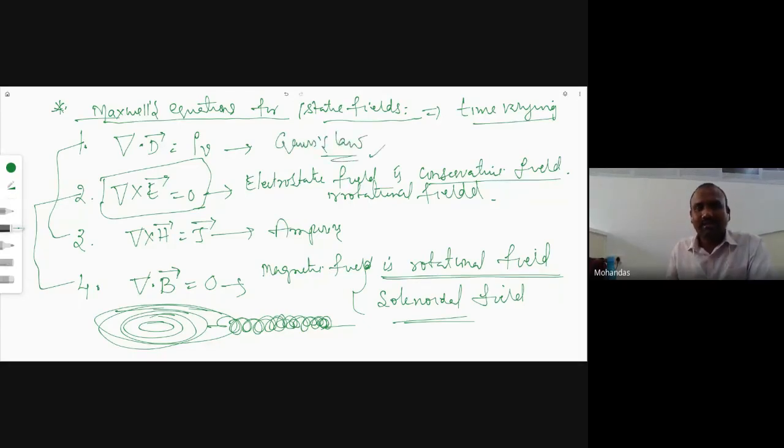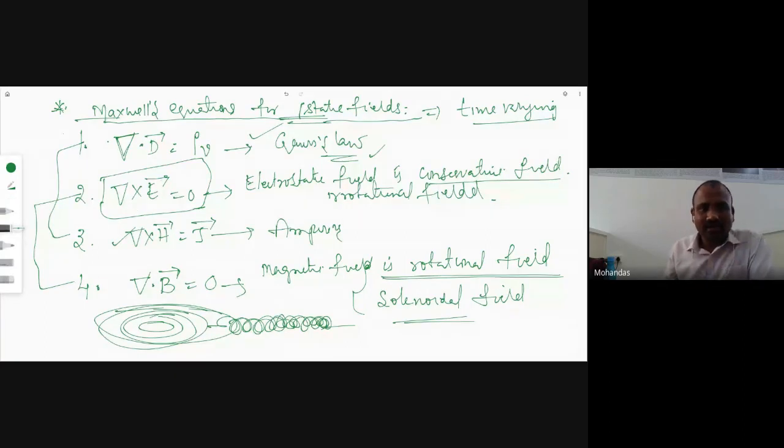So these are the four Maxwell's equations for static fields. Very important. And these physical concepts are also very important. Physical concepts means the statement of Gauss's law, the statement of Ampere's law, in terms of curl, in terms of the del operator. Those things are very important.